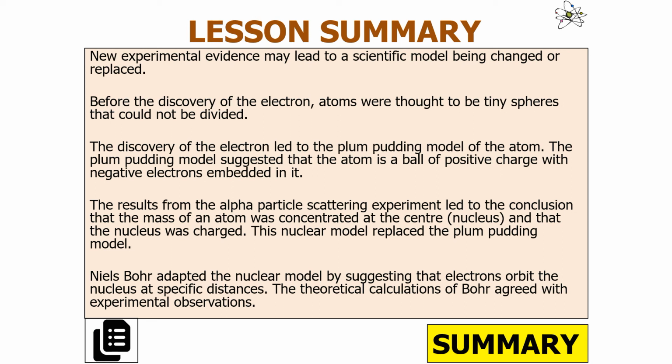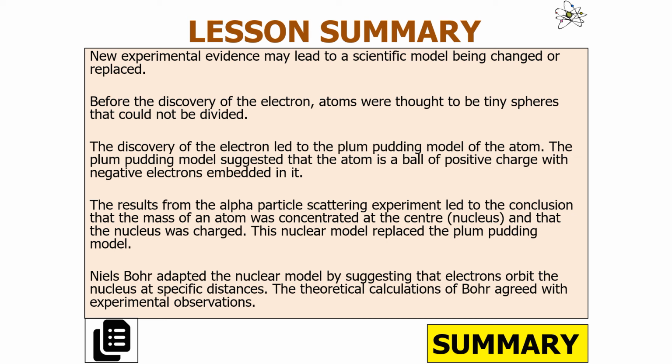So what have we learnt in today's lesson? New experimental evidence may lead to a scientific model being changed or replaced. Before the discovery of the electron, atoms were thought to be tiny spheres that could not be divided. The discovery of the electron led to the Plum pudding model of the atom. The Plum pudding model of the atom suggested that the atom is a ball of positive charge with negative electrons embedded in it. The results from the alpha particle scattering experiment led to the conclusion that the mass of an atom was concentrated at the centre, in the nucleus, and that this nucleus was charged.